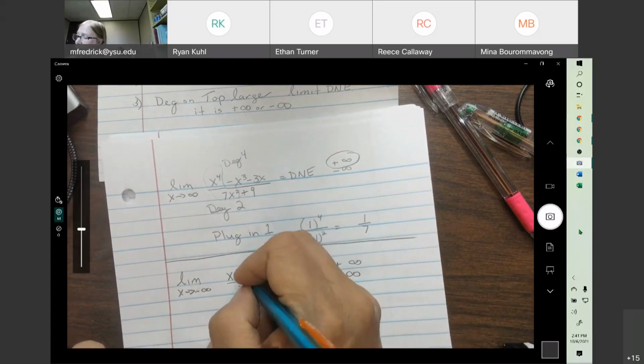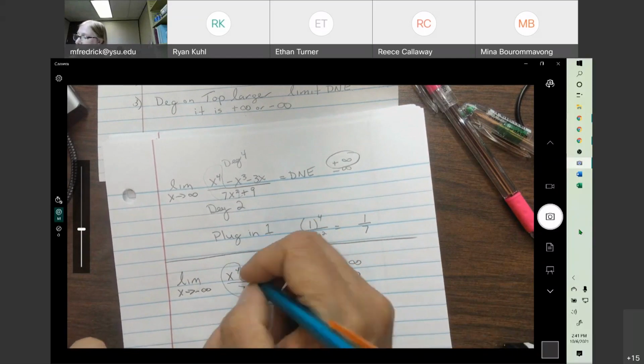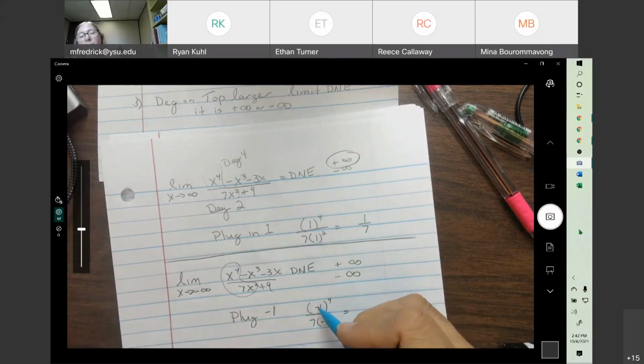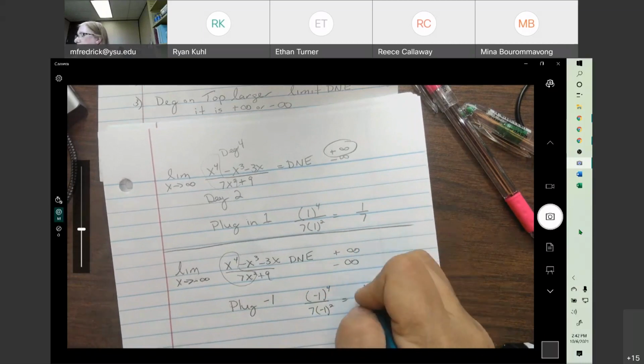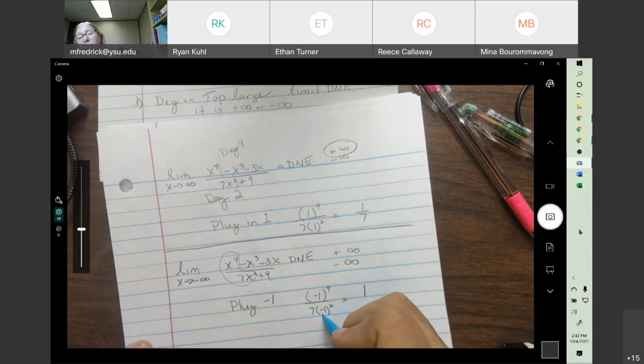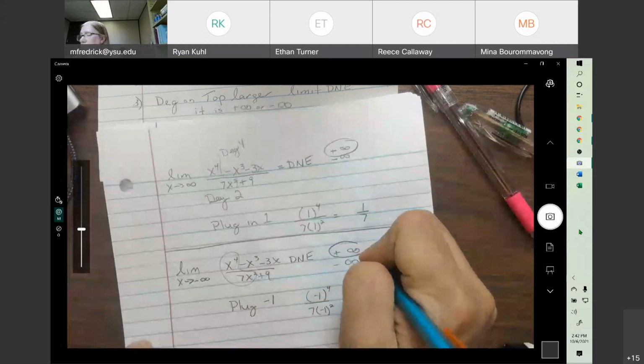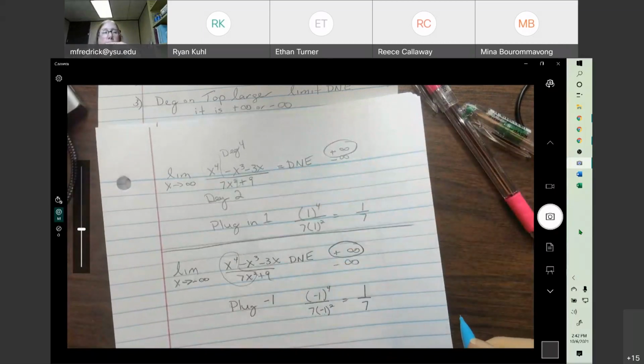But again, you just use your leading terms, one on top and the one on the bottom. Negative 1 to the fourth is a positive one. Negative 1 squared is 1 times 7. So we're still getting a positive answer. So it's positive infinity.